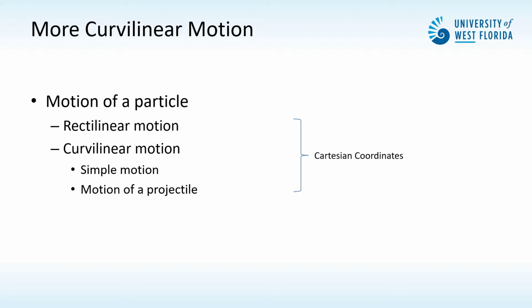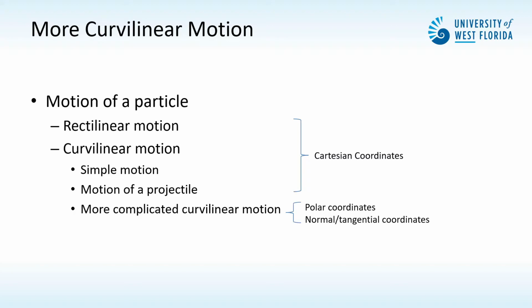We have looked at rectilinear motion, followed by some special cases of curvilinear motion, including projectiles. All this time, we've been using Cartesian coordinates. But now we'll start to analyze more complicated examples of curvilinear motion, and alternative coordinate systems can help us with this. Before we get to those coordinate systems, though, let's cover some background information.